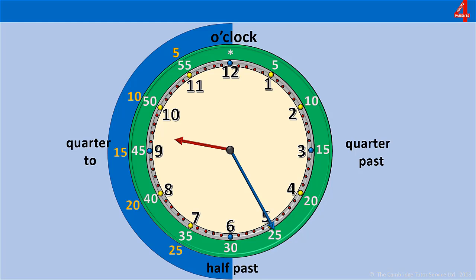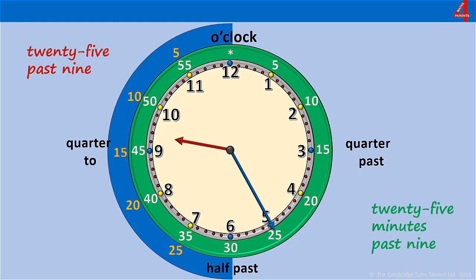The first one, the minute hand is on the 5, which is telling us that it's 25 past something. We don't need to worry about minutes to, because the minute hand is just on the green side. It's not on the side that has the blue. It's 25 minutes past the previous hour, which was 9. So the time is 25 minutes past 9, or just 25 past 9, or 9:25.